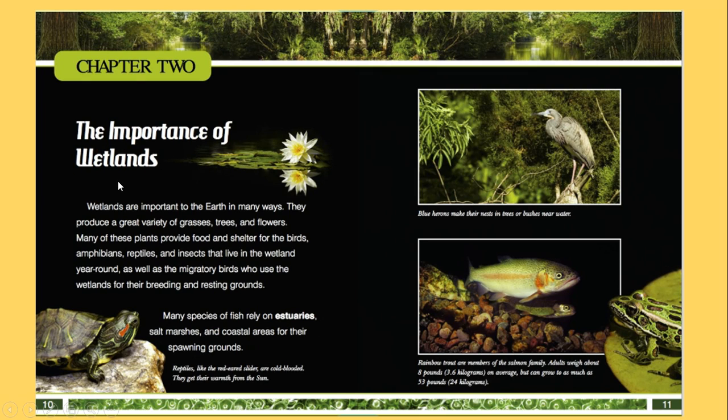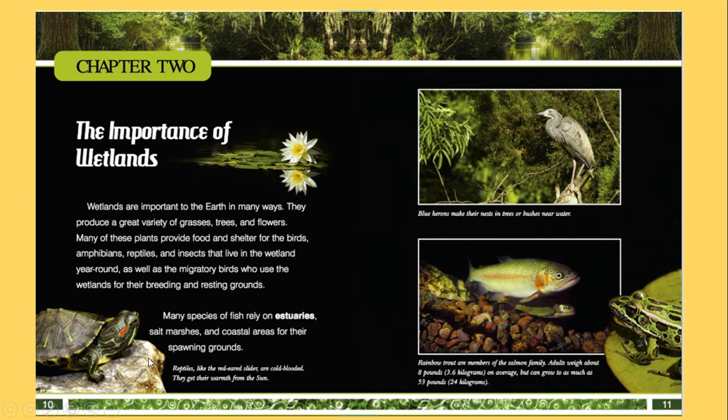The importance of wetlands. Wetlands are important to the earth in many ways. They produce a great variety of grasses, trees, and flowers. Many of these plants provide food and shelter for the birds, amphibians, reptiles, and insects that live in the wetland year round, as well as the migratory birds who use the wetlands for their breeding and resting grounds. Many species of fish rely on estuaries, salt marshes, and coastal areas for their spawning grounds.